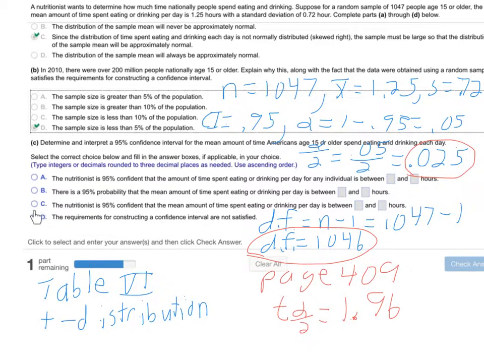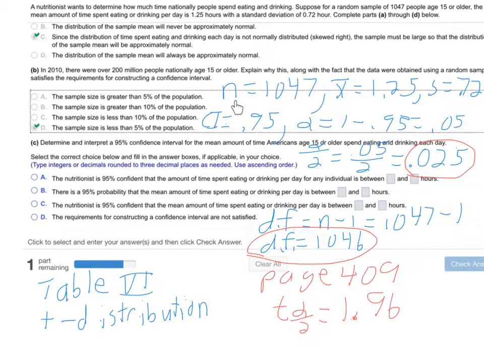The answer goes here in part C: the nutritionist is 95% confident the mean amount of time is based on the mean amount of time up here. So you need to figure out these two values, the lower bound and the upper bound.